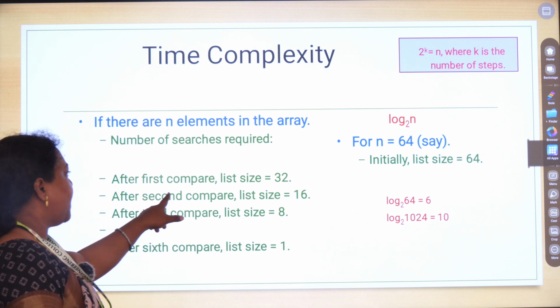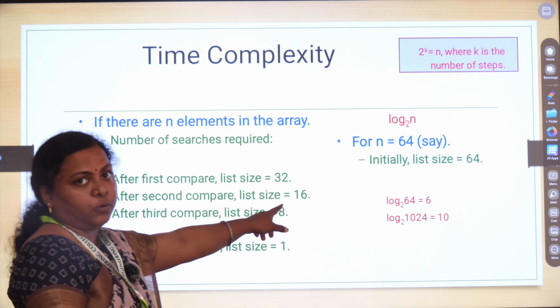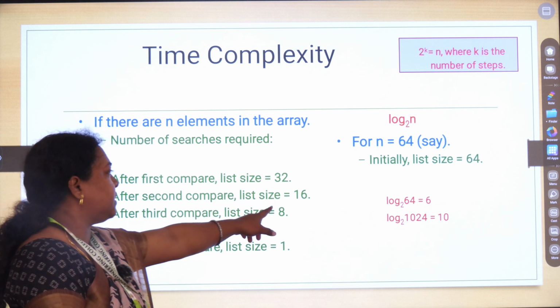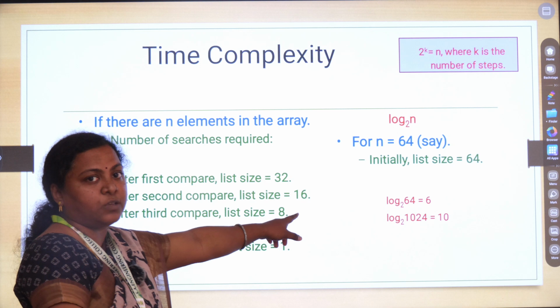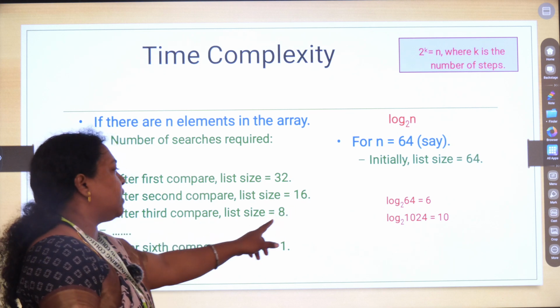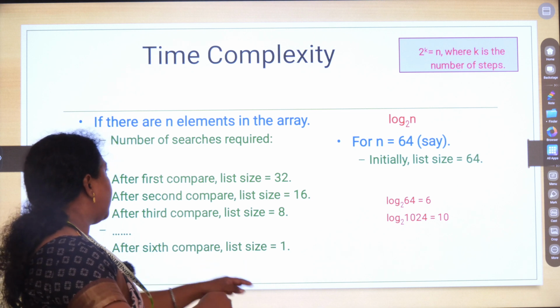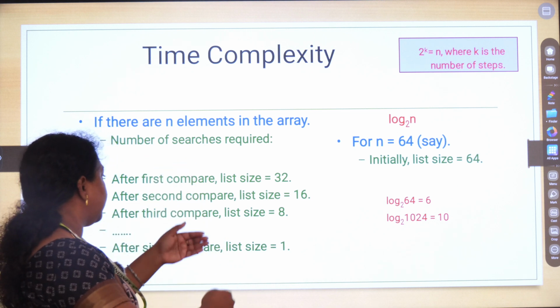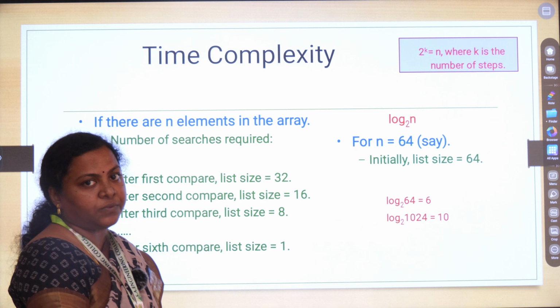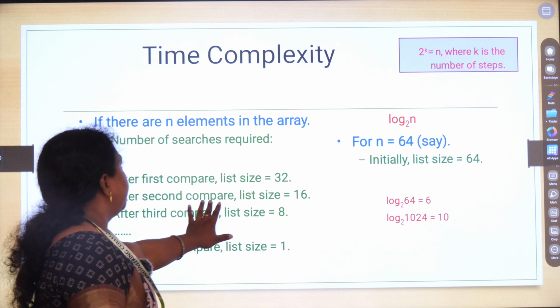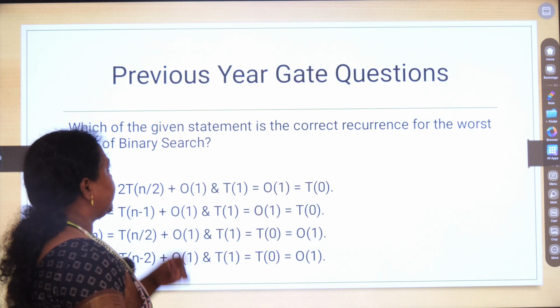So this is the thing. After the first comparison, the list size will be 32. After the second comparison, the list size will be drastically reduced to 16. After the third comparison, the size will be decreased again to 8. So at last, the sixth comparison will be 6. This is based on the time complexity.